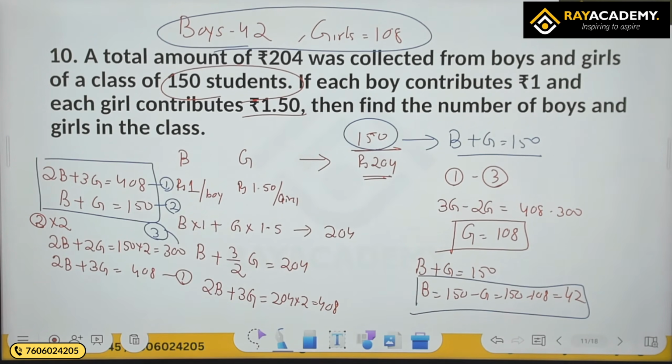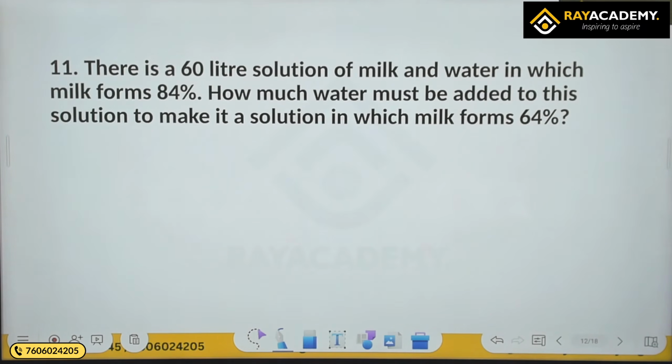Question number 10 was only about the calculation part, otherwise it is not a difficult question. Okay, hope it is done. You understood. Let's move to another question.